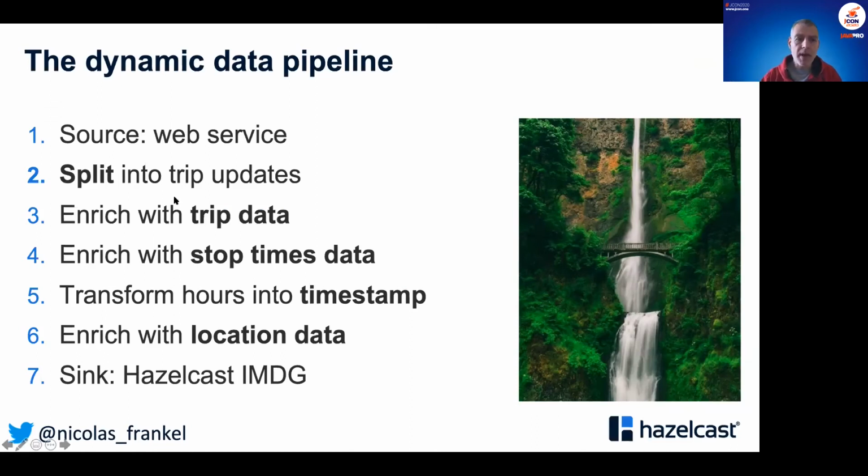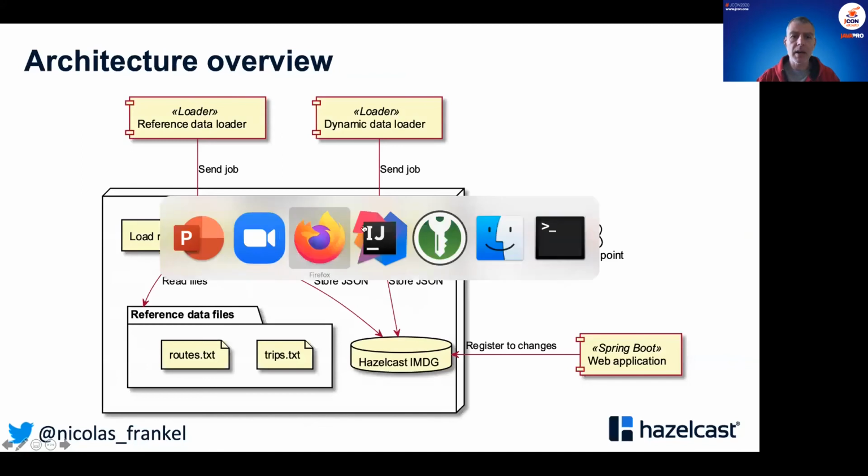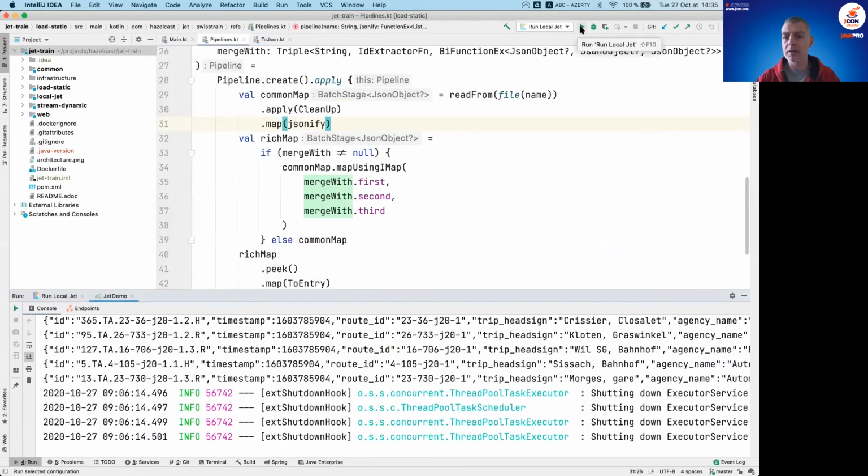So when I do my stream processing pipeline, I do this enrichment with the trip data, with the stop time. Also, my front-end developer wanted me to have timestamp instead of hours. And at the end, I put everything into memory, into Hazelcast IMDG. And now I will start the local Jet.